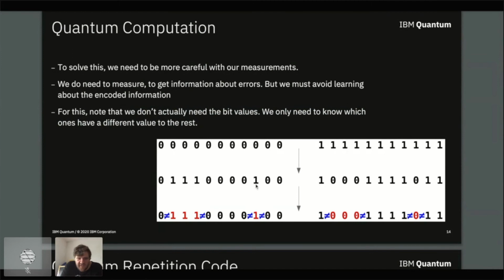And then if we see a single error in the middle of nowhere here, we find that this is different from both of its neighbors. And so the fact that either of these two values is different is a signature that there is an error somewhere. And the fact that it's different from both of its neighbors is a fairly strong indication, although not conclusive, that this is probably the one that is in the wrong.